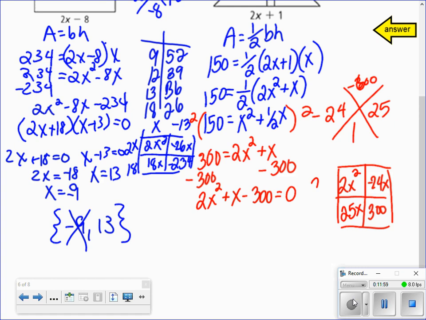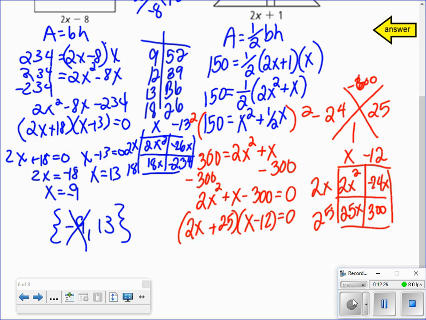And then I pull out a 2x from here because that's the GCF between 2x squared and 24x. That means x has to go here, negative 12 has to go there, and 25 needs to go here, so that I end up with 25x. My two factors are 2x plus 25 and x minus 12.